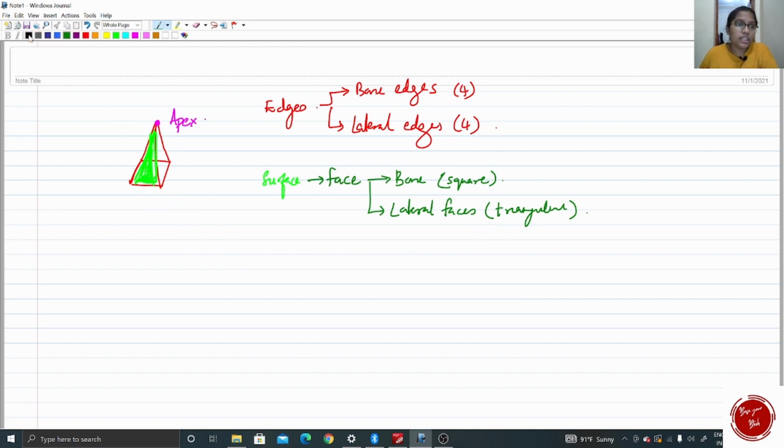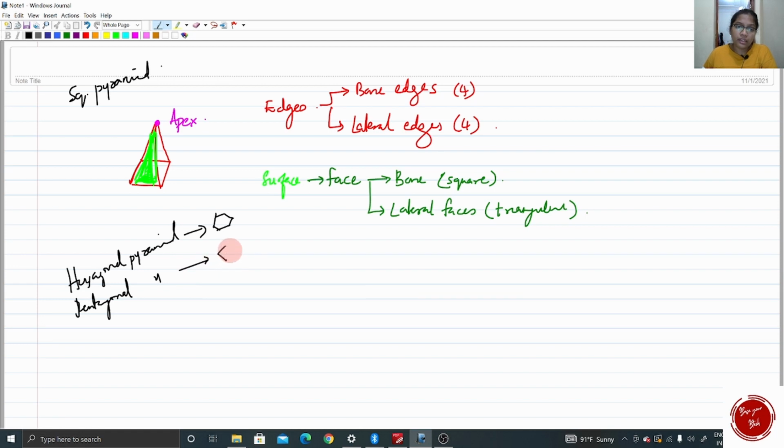So this is the details about a square pyramid, and similarly you will have many pyramids like hexagonal pyramid, pentagonal pyramid, etc. Every such figure is named according to the shape of its base. Okay, hexagonal pyramid will have a hexagonal base, pentagonal pyramid will have a pentagon shaped base. Also you have a cone. Cone means the base will be a circle like this. Okay, so let's move on to the question.